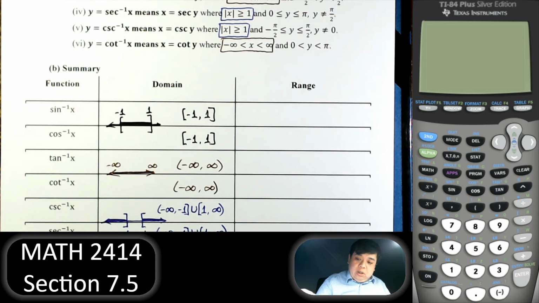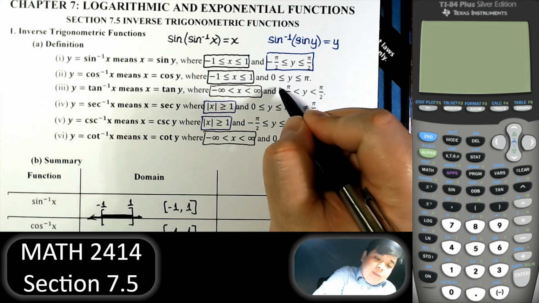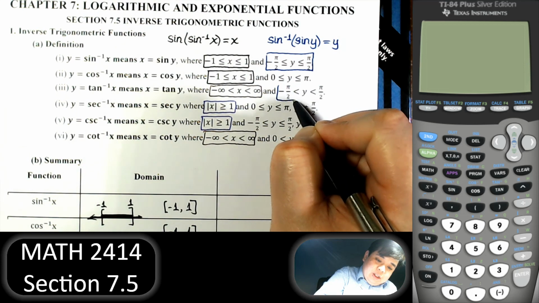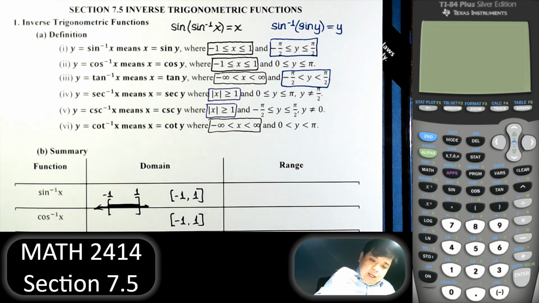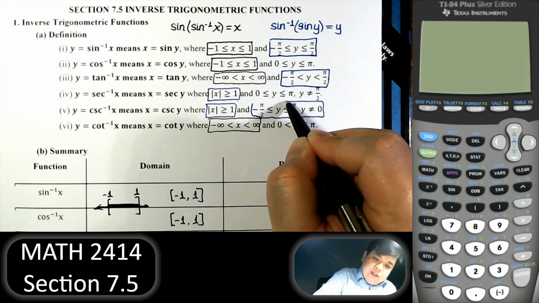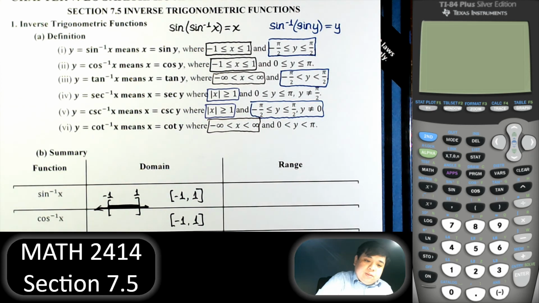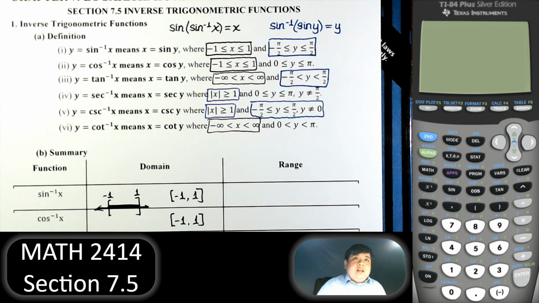And now onto the range. Notice that there will be three kinds of range. The first one is between negative pi over 2 and pi over 2. This is kind of similar here too. Of course, now we're going to write that. But why do we need this?